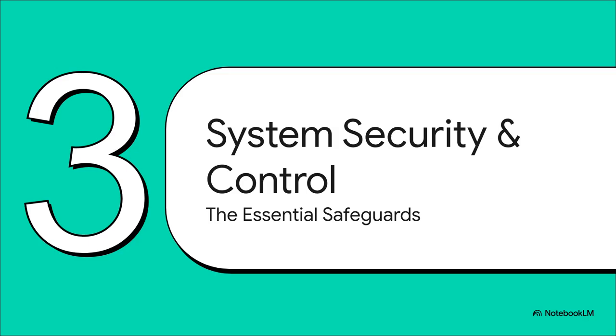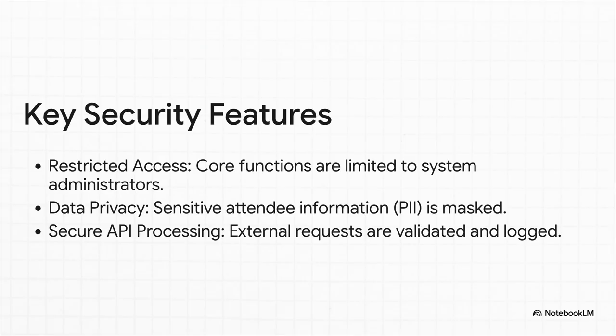Now, this isn't the flashy, exciting stuff, but these are the safeguards that are absolutely essential. It's what makes the entire system something you can actually trust. The security here really stands on three main pillars. First, access is restricted. Not just anyone can waltz in and start pushing buttons. Second, data privacy is a huge deal. The system is built to automatically mask what's called PII, or personally identifiable information. That's your name, your email, the stuff you want kept safe. And finally, everything is logged. Every request, every action. It creates a digital paper trail, so if anything ever looks fishy, you can go back and see exactly what happened.